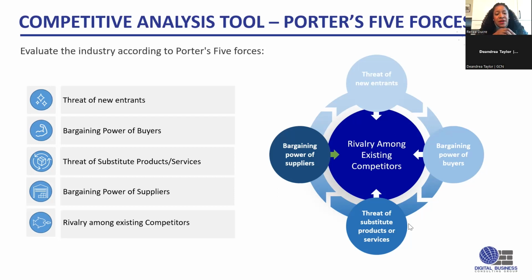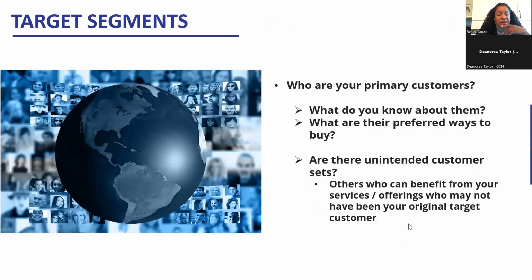So, just thinking through the competitive landscape, really this model is to identify where you might be vulnerable from a competitive standpoint. So just think through that. And then your target segments. Again, who are your primary customers? What do we know about them? Again, maybe do some qualitative or quantitative research.